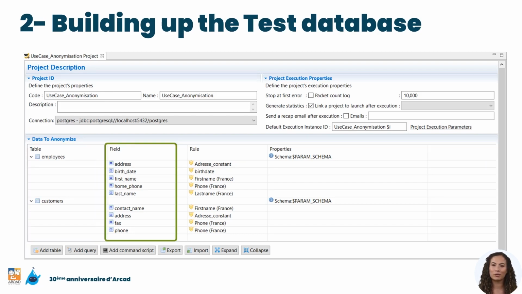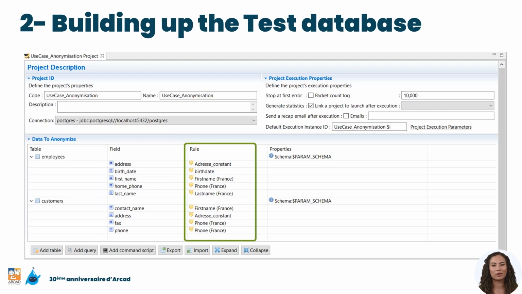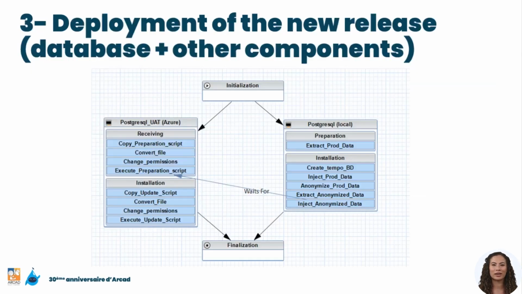We find the tables to anonymize, the fields that contain personal data, and the rules to use to anonymize these fields. Here, for example, I have chosen to anonymize the first and last names randomly with French first and last names from a directory. I will replace the addresses with stars and the telephone numbers with random French telephone numbers.